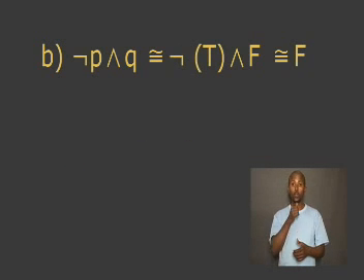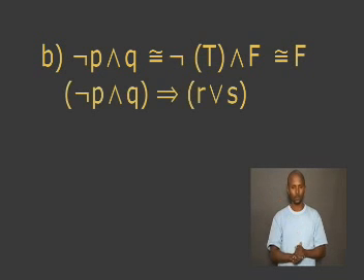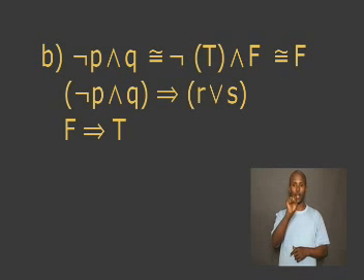Not P and Q is equivalent to saying not true and false, which has the truth value false. So the statement, negation of P and Q implies R or S, is equivalent to the statement, if false, then true.